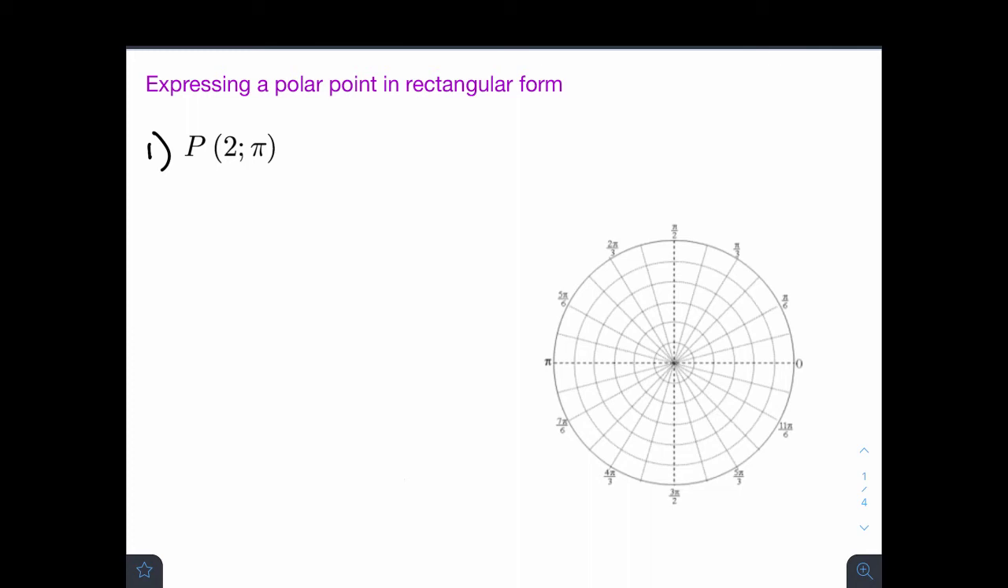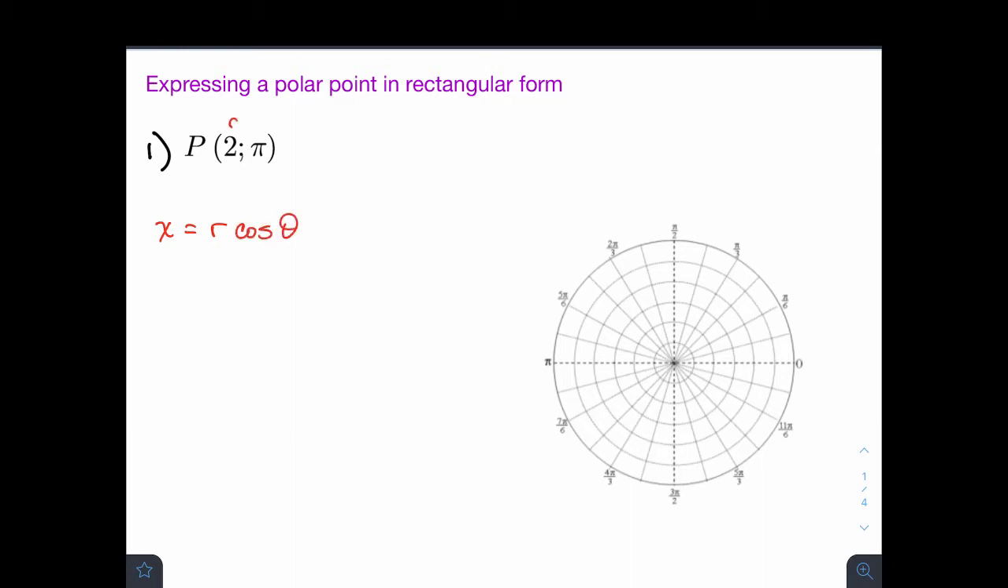Hi everyone, let's work through a few examples of how to express a polar point in terms of r and theta as its rectangular equivalent in terms of x and y. So there's two formulas you're going to need to know to do this. The first is that the x coordinate is going to be equal to the r value in the polar point times the cosine of the angle.